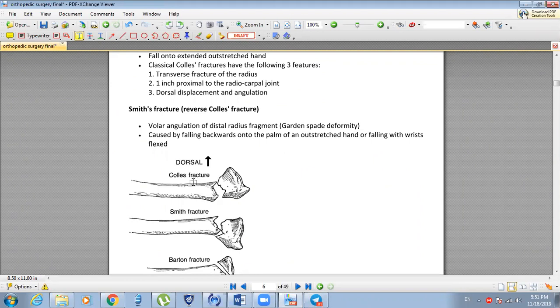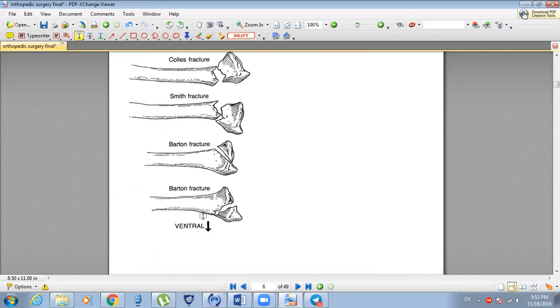Again, distal radius fracture. We will divide them into two parts: extra-articular and intra-articular. Extra-articular may be displaced dorsally or displaced ventrally. If displaced dorsally, it's called Cooley's fracture. If displaced ventrally, it's called Smith's fracture. This is the extra-articular.